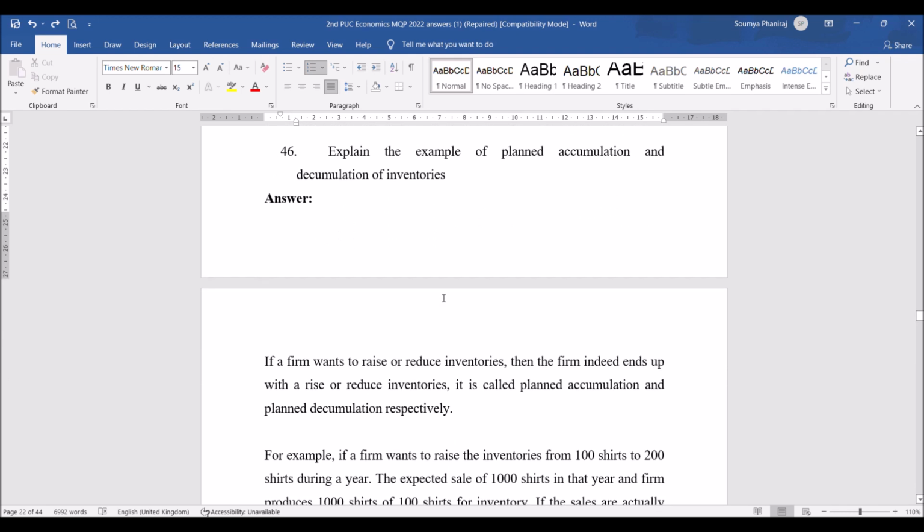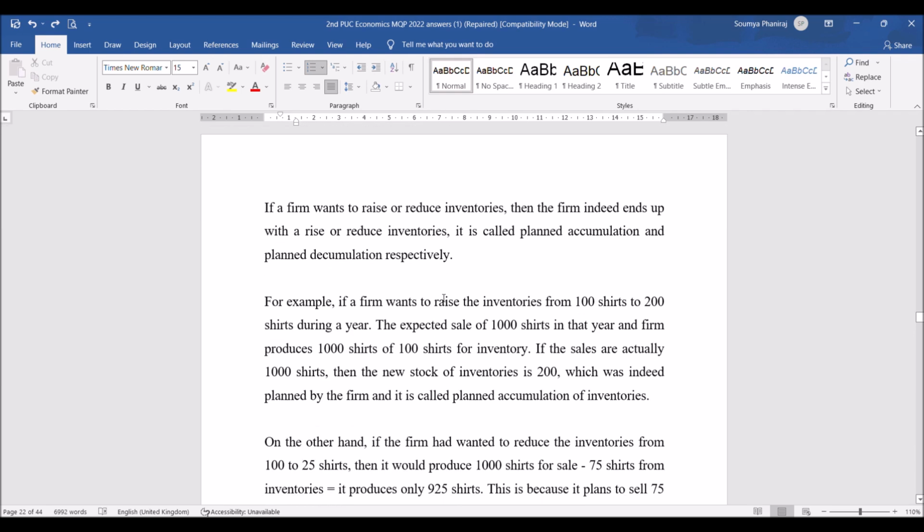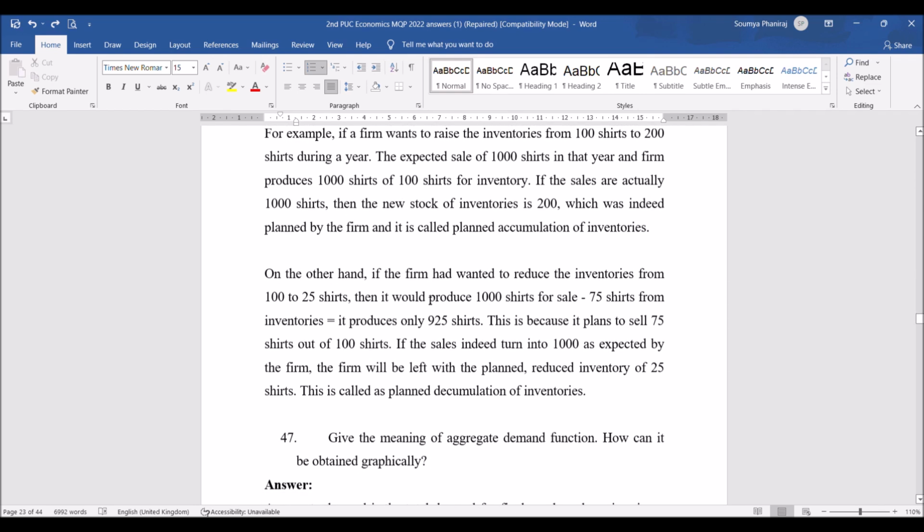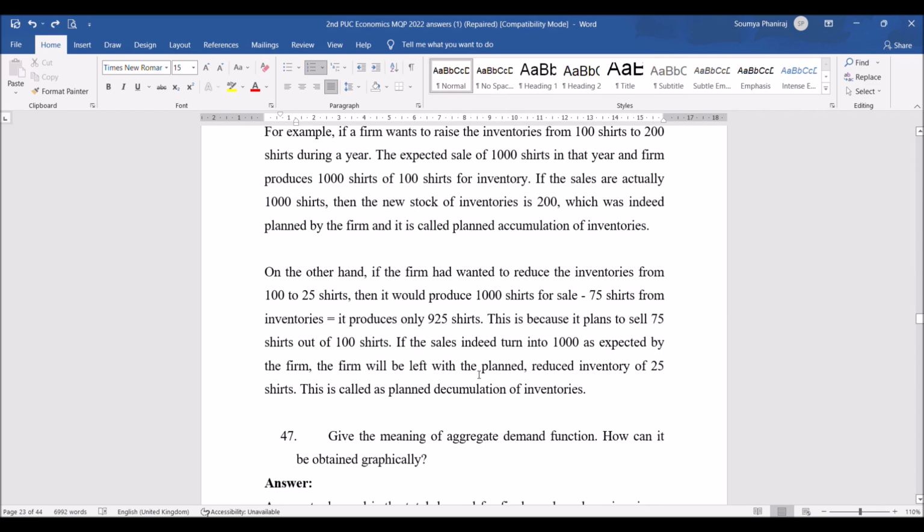46th question, explain the example of a planned accumulation and decumulation of inventories. So if a firm wants to raise or reduce inventories, then the firm indeed ends up with a rise or reduction in the inventories. So raise is planned accumulation, and reduction is decumulation. So an example has also been given and discussed in this answer.